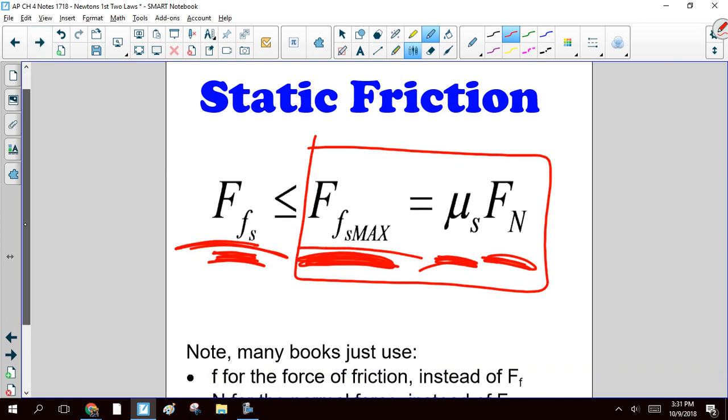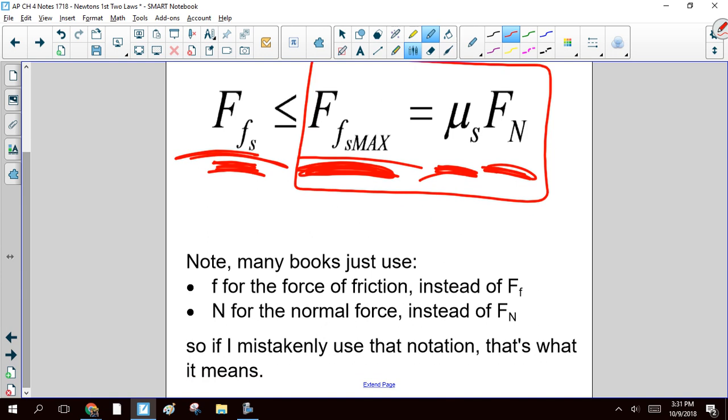Just a quick note about notation. A lot of books just use F for the force of friction instead of F with a subscript F. And a lot of books use N instead of Fn for the normal force. I try really, really hard to indicate every force in my class with an F, and then the subscript describes where the force comes from. But just know when you get to wherever you're going for college, they might use slightly different notation.